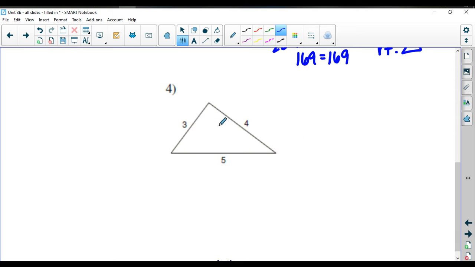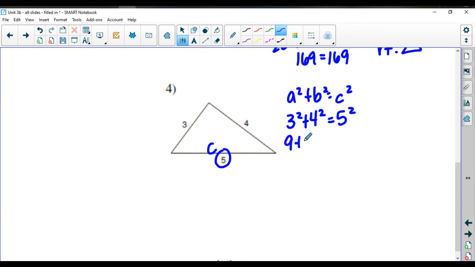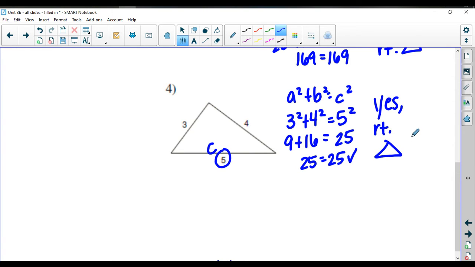For question number 4, we have 3, 4, and 5. Biggest will always go in as c. So we have a squared plus b squared equals c squared. 3 squared plus 4 squared. Remember, you can flip-flop those, doesn't really matter. 9 plus 16 equals 25. 25 equals 25, and that's correct. So yes, this one is also a right triangle.